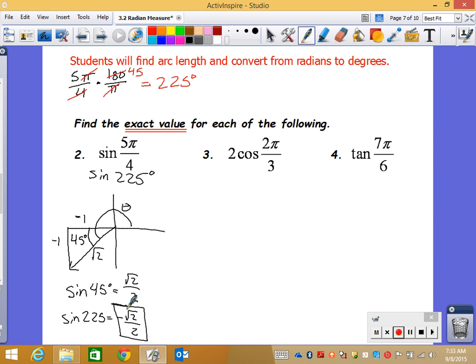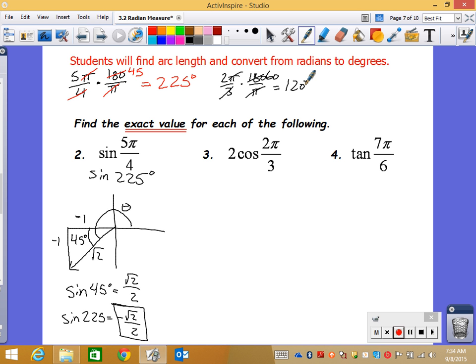Okay, let's go to number 3 now. So we can either recognize that 2 pi over 3 has a reference angle of 60 degrees, and that's where we want to get to. But for now, let's convert it using our conversion factor. So 2 pi over 3, we're going to use the conversion factor of 180 over pi. Pi's cancel. 3 goes into 180 how many times? 60. So we get a 120 degree angle.